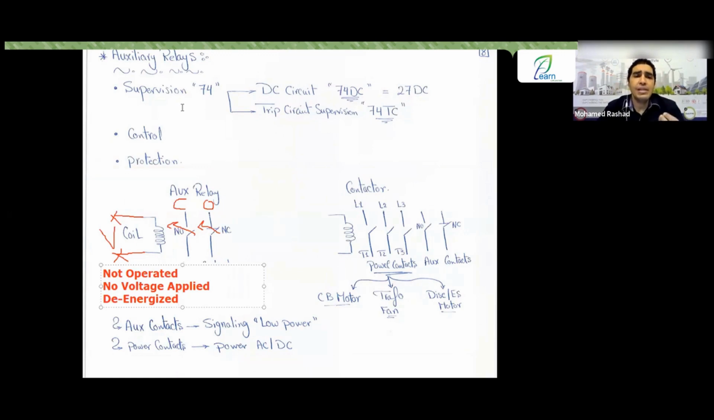The difference between it and the contactor is that the contactor is like the auxiliary relay, but it comes with 3 additional contacts. It's called a power contactor. This contactor comes with 3 other contacts, which are usually what are they usually? All right. Are we clear on that?